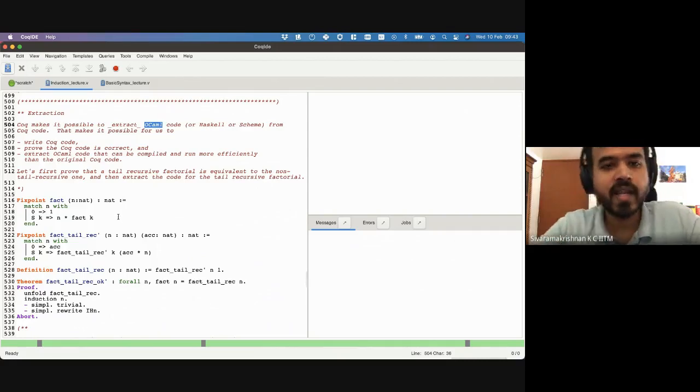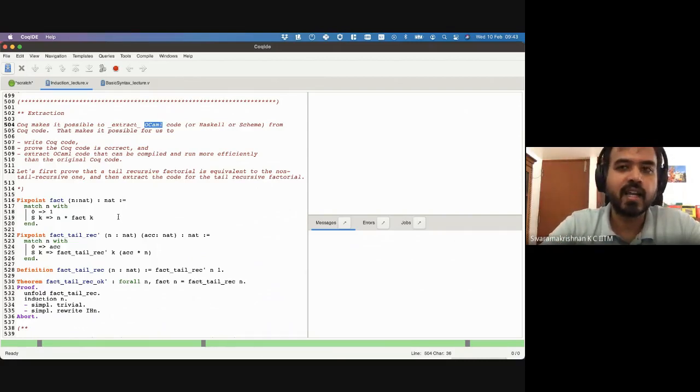So in order to illustrate this, let's do one more example. What we are going to do here is take the classic definition of recursive factorial, and then show that this factorial has the same behavior as a tail recursive factorial, where you have an accumulator and you use the accumulator to accumulate the result.